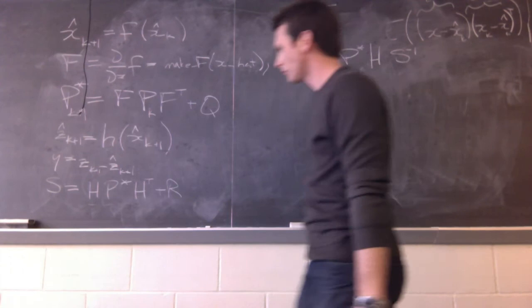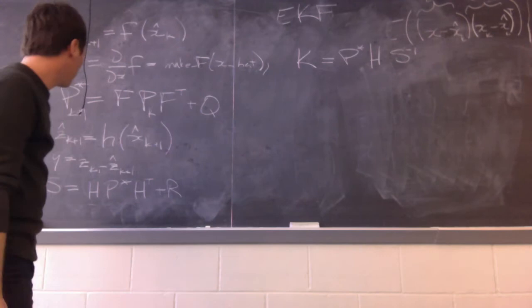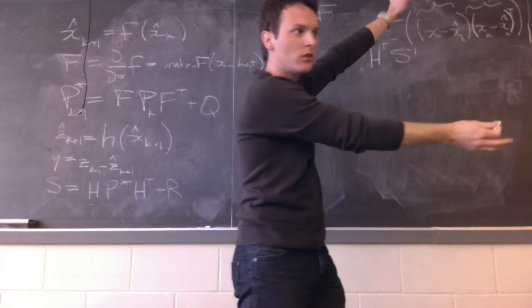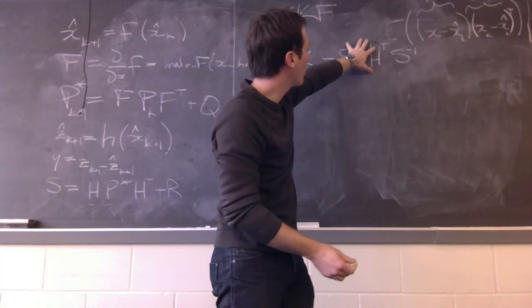And again, it looks a little bit funny, but this is really pretty clear. We're saying, here's my uncertainty and my ability to propagate. And then by sticking an H over here, I'm kind of mapping that uncertainty into the observation. Okay, it's just a map into observation. So this is my uncertainty with my ability to predict over the overall uncertainty with the innovation.